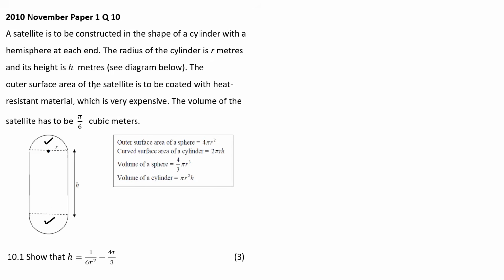See the diagram below. The outer surface area of the satellite is to be coated with heat-resistant material, which is very expensive. The volume of the satellite has to be pi over 6 cubic meters. So volume of the satellite is pi over 6 cubic meters. All right, I'm ready. Follow my lead. Show that h is 1 over 6 r squared minus 4r over 3.